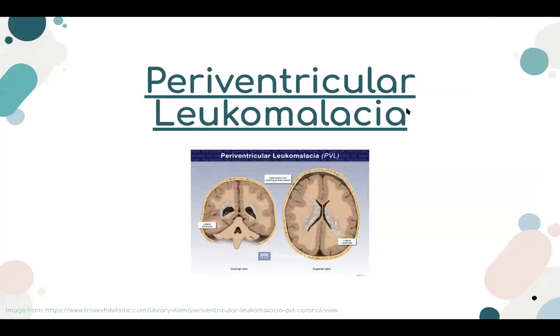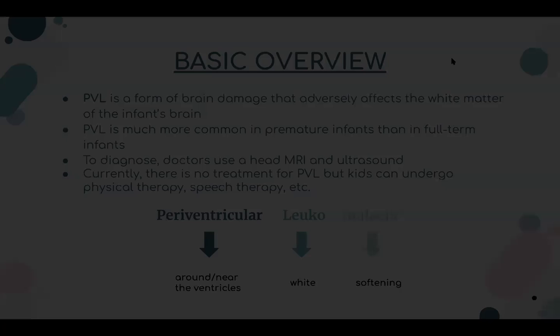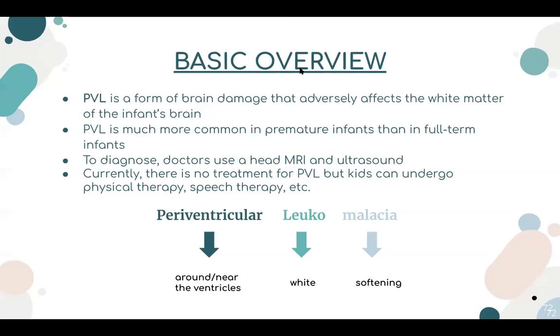Last one I'll be talking about is periventricular leukomalacia, or PVL. So PVL is a form of brain damage that affects the white matter of an infant's brain. The infant would usually be born before the due date, or basically a premature infant. To diagnose, the doctors would use a head MRI and ultrasound, and currently there is no treatment for PVL, but kids undergo various therapies like physical and speech therapy.